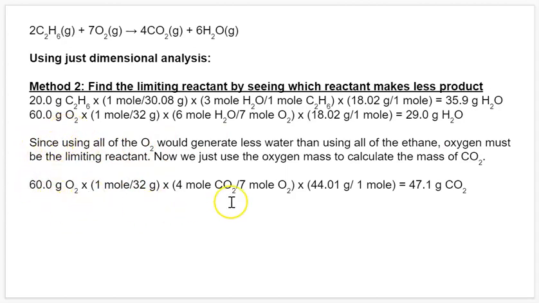And then since now I've confirmed that O2 is the limiting reactant, I can do the same thing for the CO2. I can start with the grams of oxygen and then go through the whole dimensional analysis chain to get to the total amount of CO2.